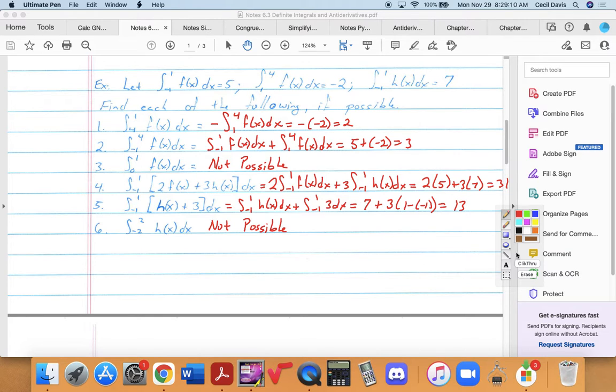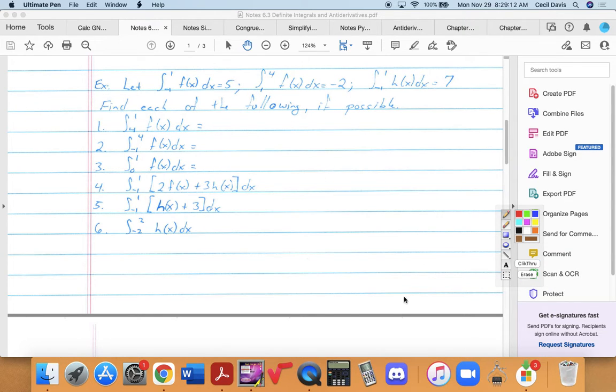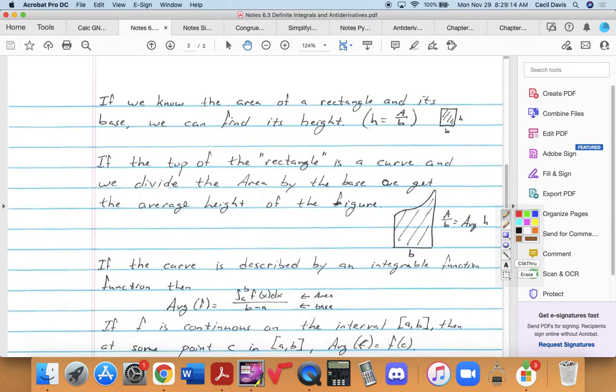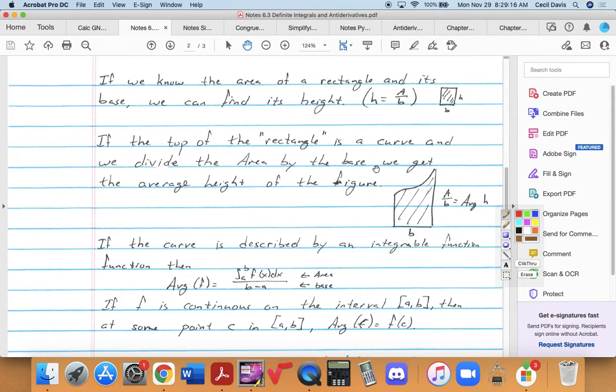Okay? All right, page 2. Or moving so fast. Not that fast. All right.